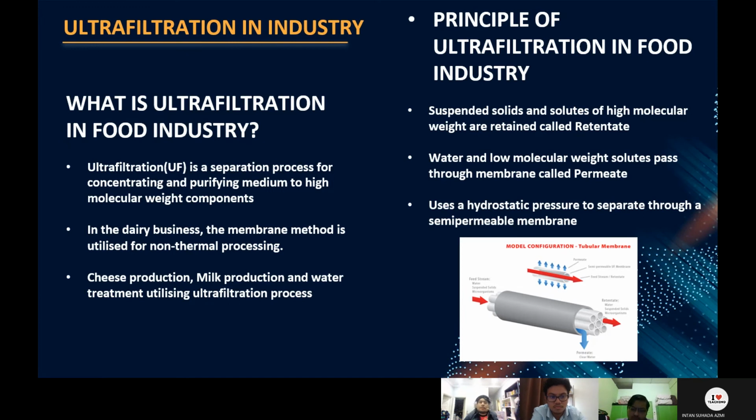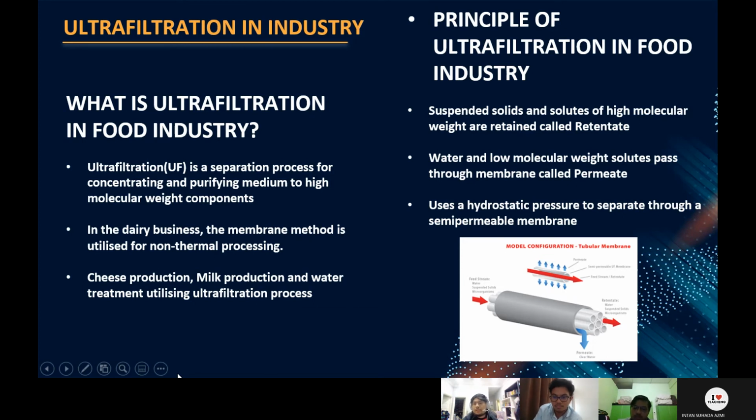So now we'd like to explain more on ultrafiltration in the industry. So what is ultrafiltration in food industry? Ultrafiltration, also known as UF, is a separation process for concentrating and purifying medium to high molecular weight components. So in this case, cheese, which is in the dairy business, the membrane method is utilized for non-thermal processing. Cheese production, milk production, and water treatment are examples that utilize the ultrafiltration process.